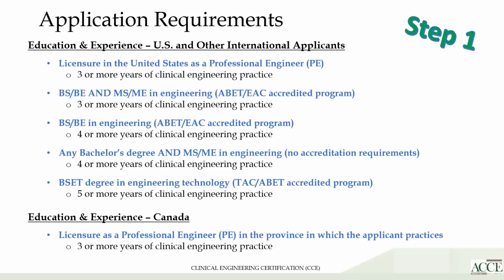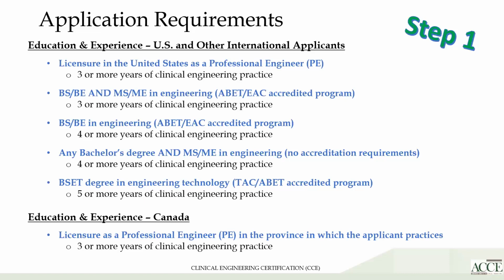So starting off with US and other international applicants, you must meet one of the following education experience combinations. There's 5 different options. So the first is to be a licensed professional engineer in the US and have 3 or more years of clinical engineering practice or experience. Next, you could just have a Bachelor of Science or Engineering and a Master of Science or Engineering in an engineering discipline from an ABET or EAC accredited program and have 3 or more years of clinical engineering practice.